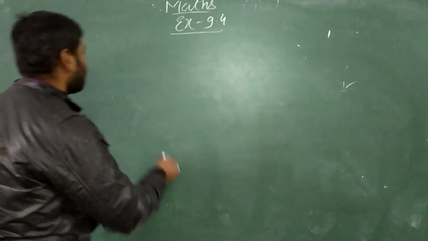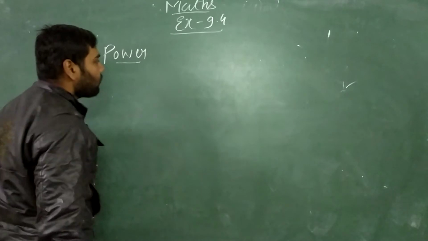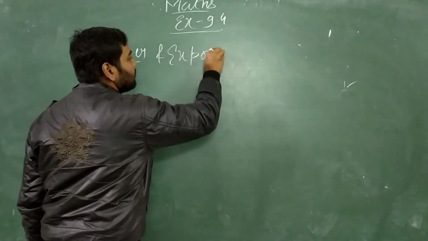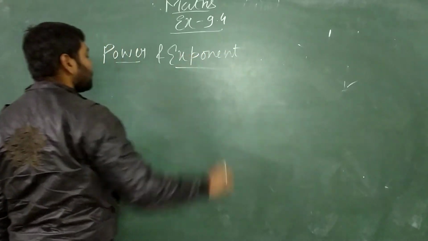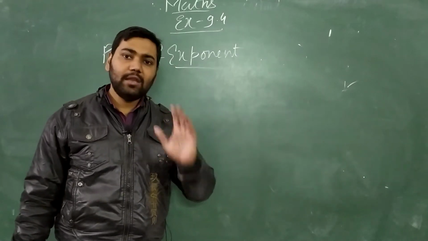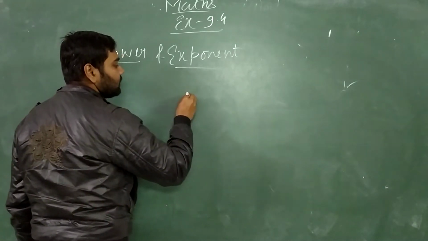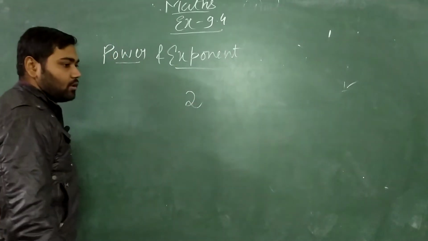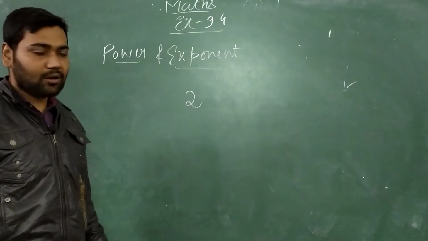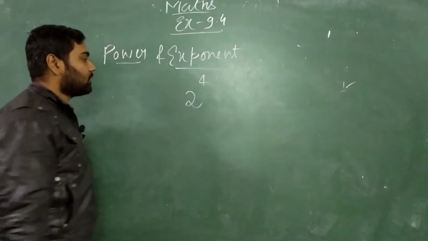So what is power? What is power in numbers? Power and exponent mean the same. This means we will put a power on any number. Now see here what happens. Suppose there is a number 2, and on this number we will put a power. See here, 2 to the power 4.